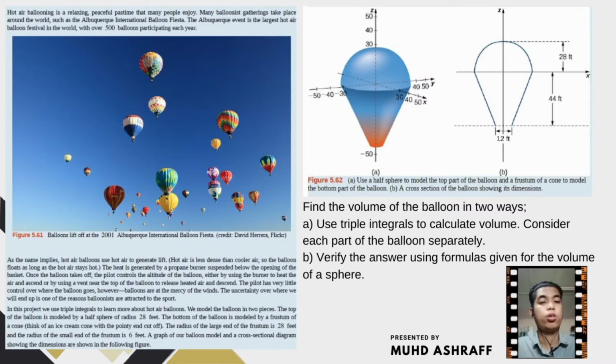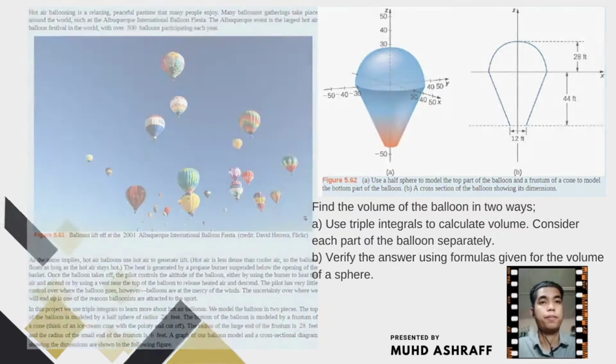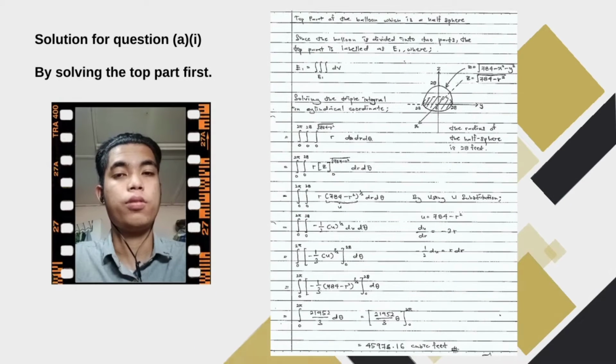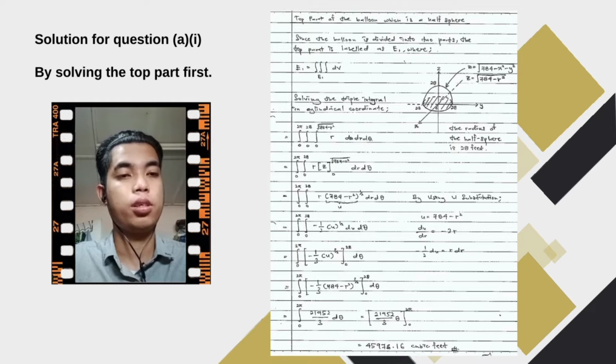So we've divided the hot air balloon into two parts, which is the half sphere as the top part, and then the frustum cone as the bottom part. We will solve the top part first, which is the half sphere. Okay, since the half sphere has the dimension of the z-axis as 28, the equation for the z-axis for the half sphere is square root of 784 minus x squared minus y squared.